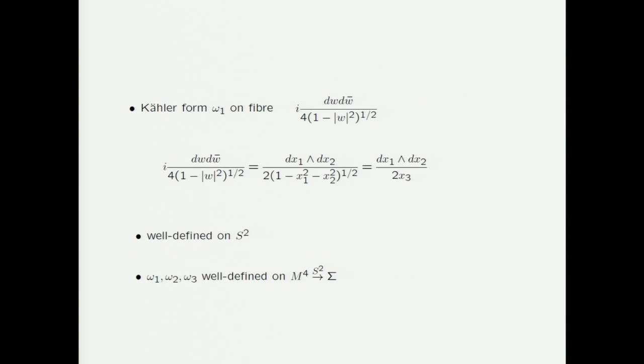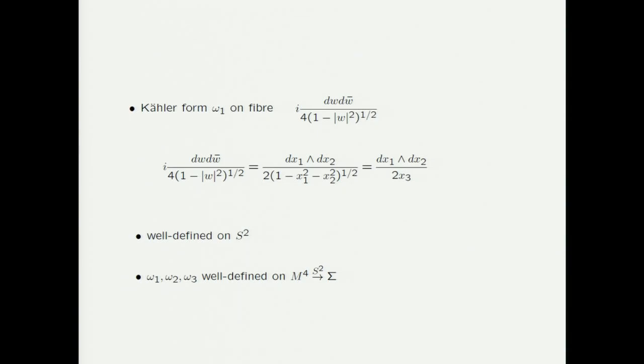Anyway, what's happening here? If you rewrite this Kähler form in terms of Euclidean coordinates, then you immediately recognize that if you think of x1 squared plus x2 squared plus x3 squared equals 1 as being the two-sphere, then this is the standard symplectic form on the two-sphere. So in the x1, x2 coordinates, it looks like it's singular, but actually it extends to be well-defined on the two-sphere.